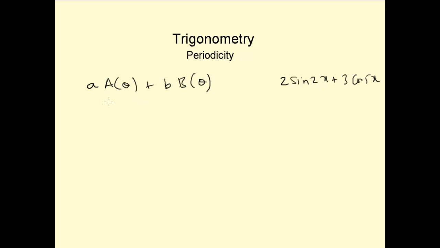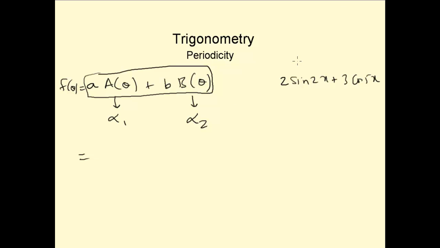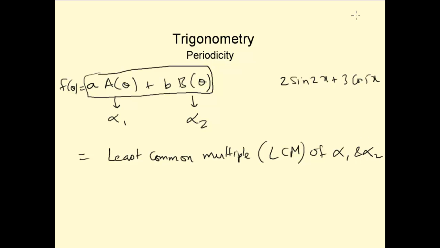So if you have two terms here, say the period for A of theta is alpha 1 and the period for B of theta is alpha 2, then the period for this whole function f of theta is equal to the least common multiple, or LCM, of alpha 1 and alpha 2.